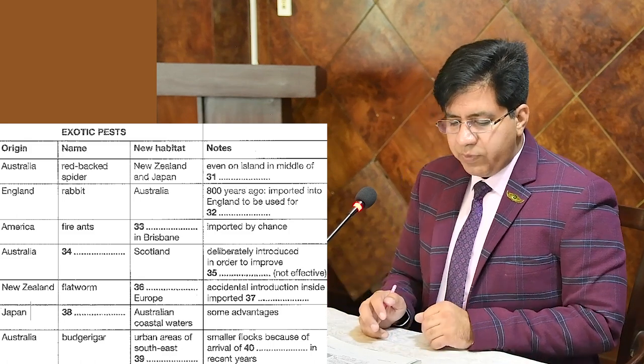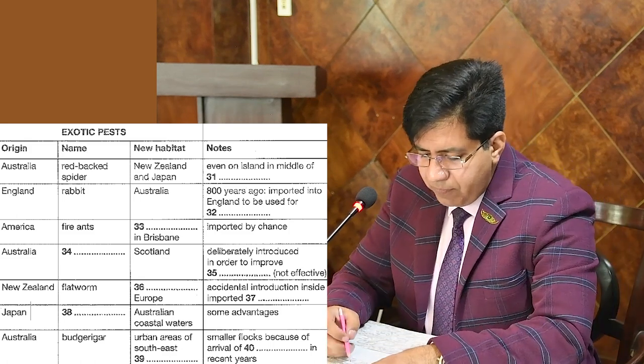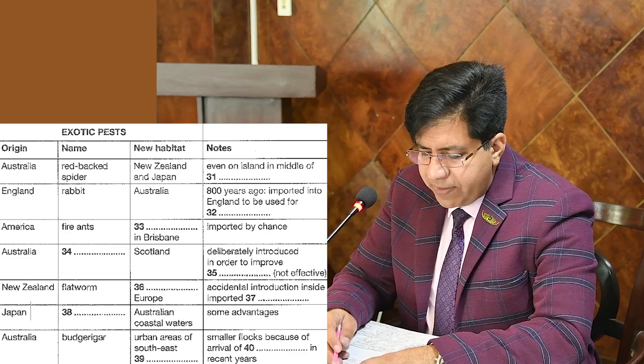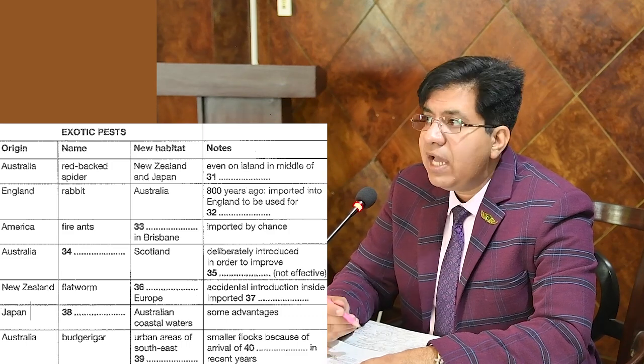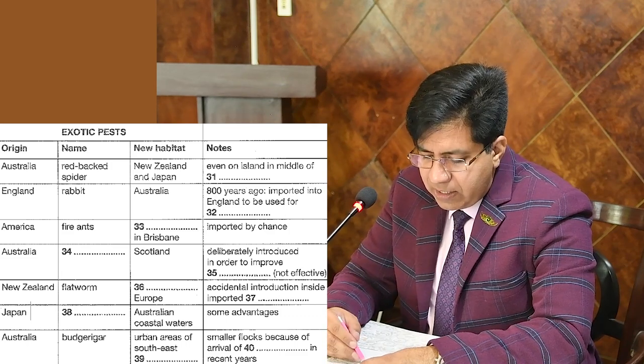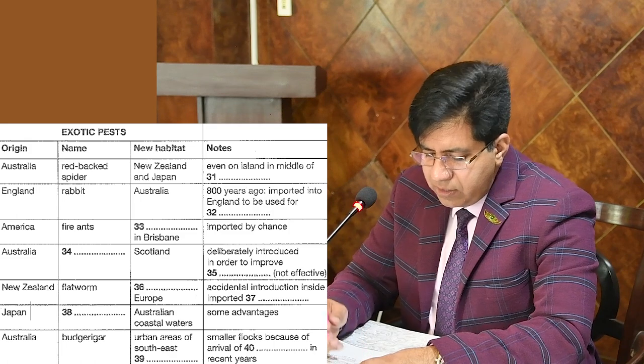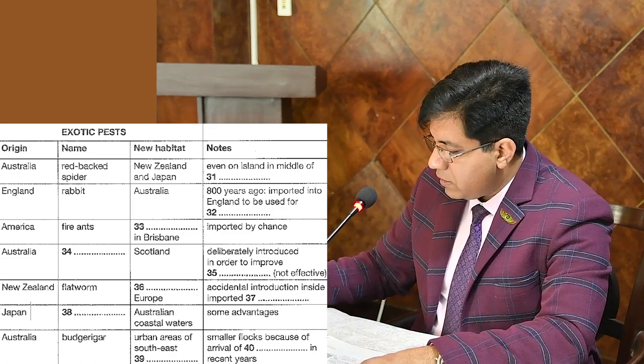Okay, now, question number 38. Japan, it's going to be another exotic pest. So the answer is going to be an exotic pest, like flatworm and budgerigar. So let's see what that is.